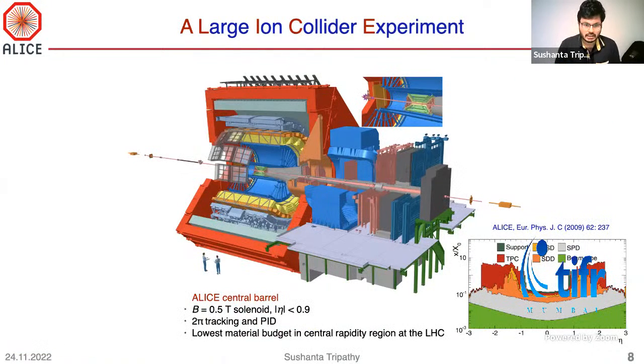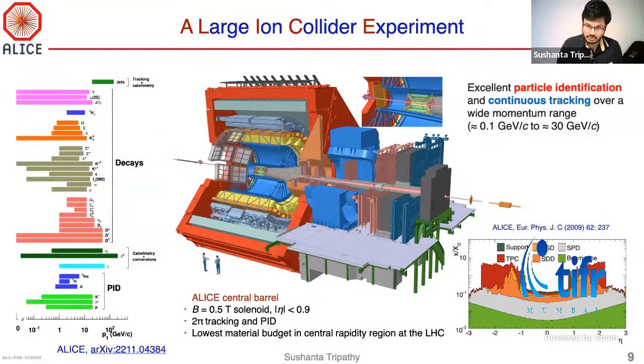A key thing about the ALICE central barrel is that we have 2-pi tracking, which is very instrumental for particle identification. The central barrel has the lowest material budget in the central rapidity region among all the experiments at the LHC. Here you can see that in the central rapidity range we have a significantly lower material budget, thanks to which we have excellent particle identification and continuous tracking over a wide momentum range.